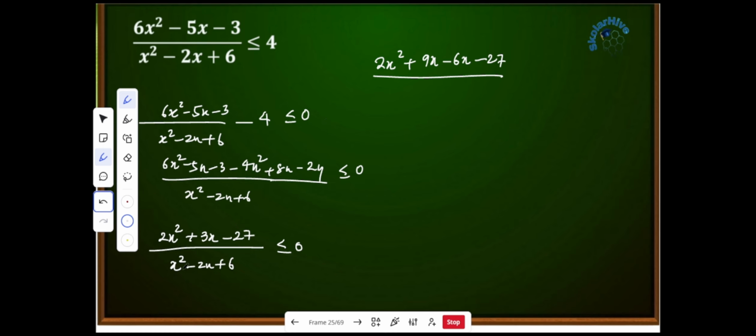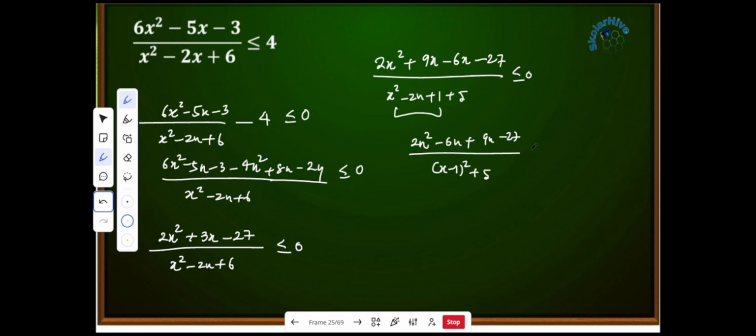And in the denominator we have x² − 2x, so we can make it a perfect square by using the identity. We can write this 6 as 1 plus 5, so this will become x² − 2x + 1 + 5, which is ≤ 0. Now for the numerator, by doing the rearrangement, we can write it as 2x² − 6x + 9x − 27, divided by (x − 1)² + 5, ≤ 0.